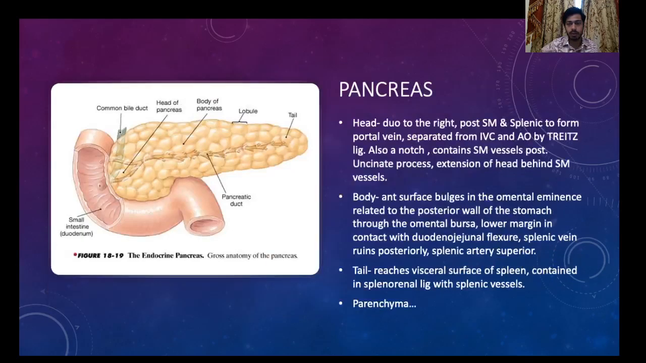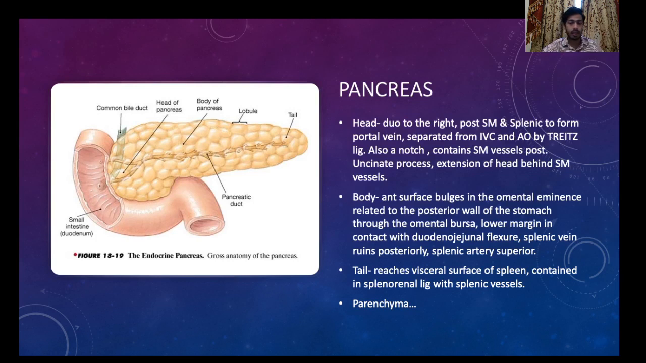Yeah, this is the pancreas. I mentioned this a little bit before, but you obviously have the head, body, and the tail, and also the neck. In terms of the head, the duodenum is to the right side. And posteriorly, you'd find the superior mesenteric vein and the splenic vein, which form the portal vein, which I mentioned earlier on in the lecture, if you guys were listening.